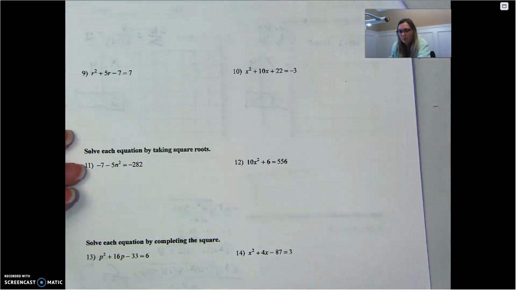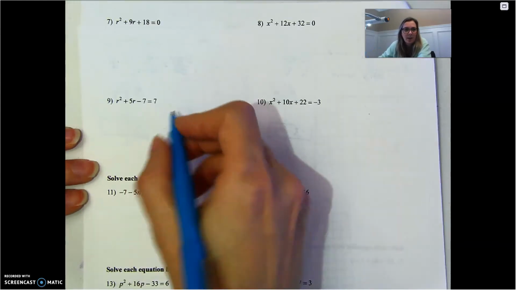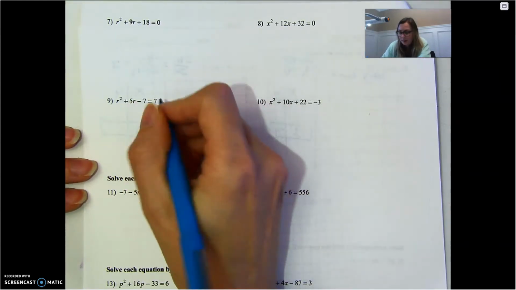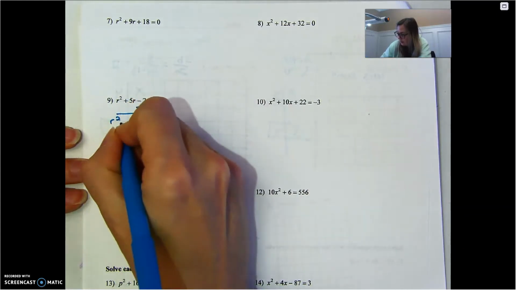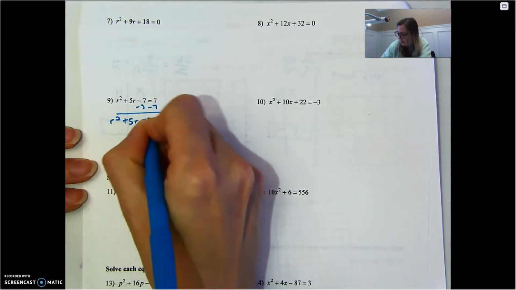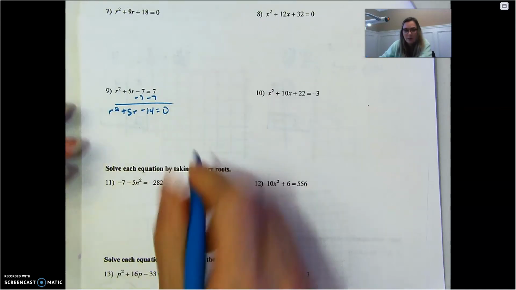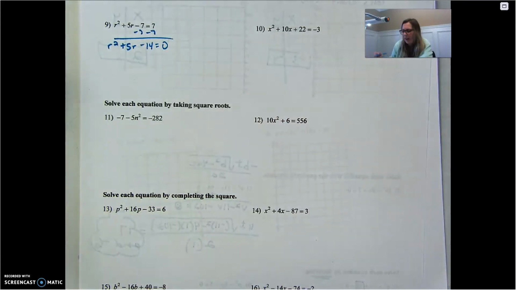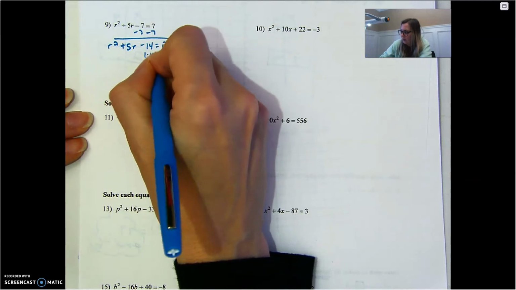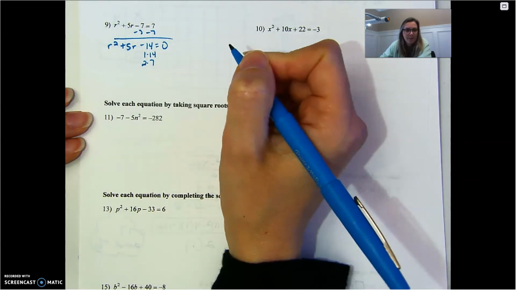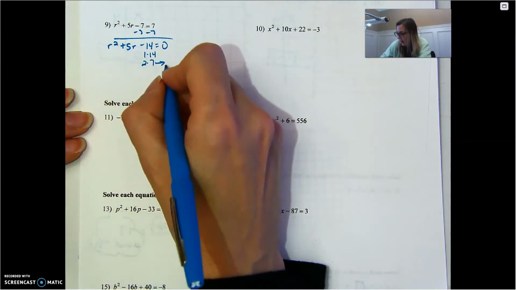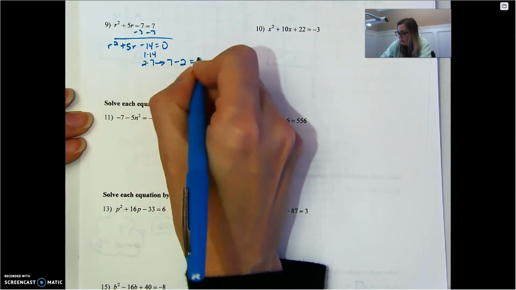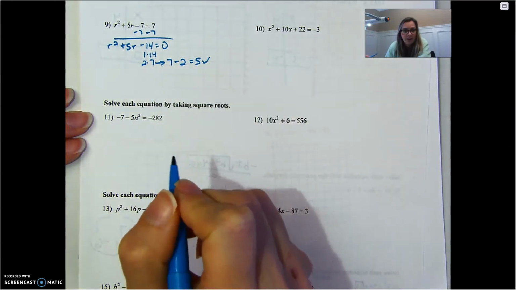More factoring problems. Let me jump to number 9. All right, notice number 9 is not set equal to 0, so we have to move that first to the other side. So you get r squared plus 5r minus 14 equals 0. Then you're looking for factors of 14. So we have 1 and 14 and 2 and 7. Out of those two options, it's got to be here, right? We got to get a 5. So if you do 7, take away 2, that gives you that 5 that you're looking for.